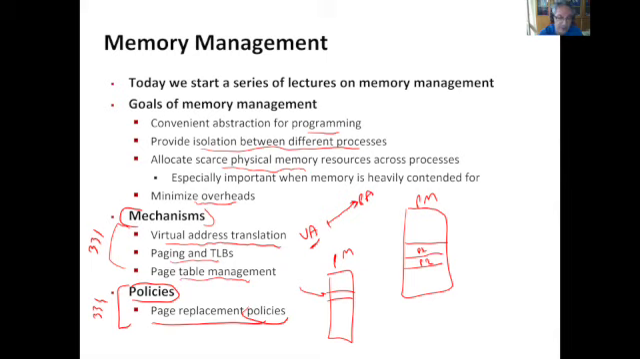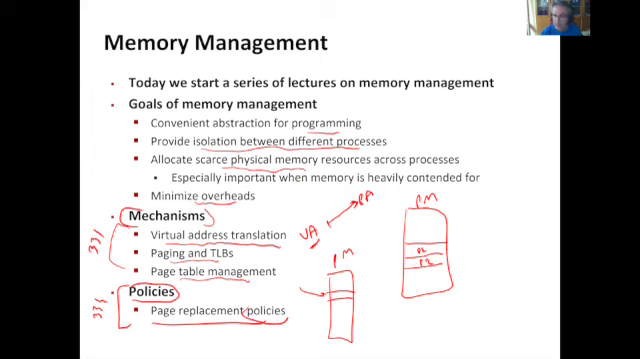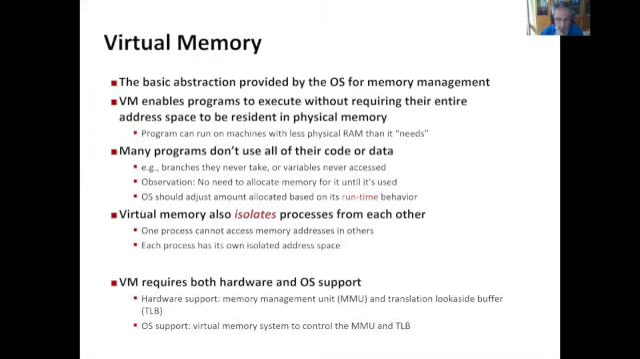etc. We have discussed this, and we will do the same thing with the page replacement policies. Okay. So basically, it's an abstraction. Virtual memory is one of the main abstractions for the process, and it means that your program can run on a machine with less physical RAM. Okay, and the main observation was that many programs don't use all of their code or data.